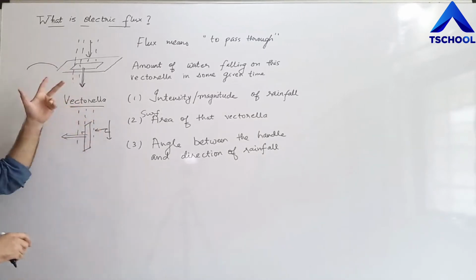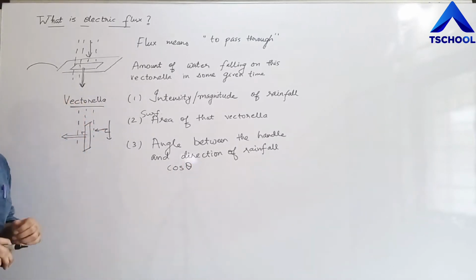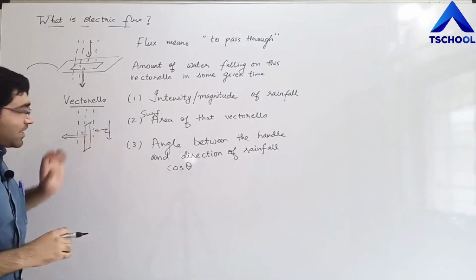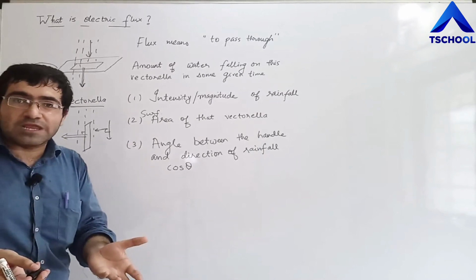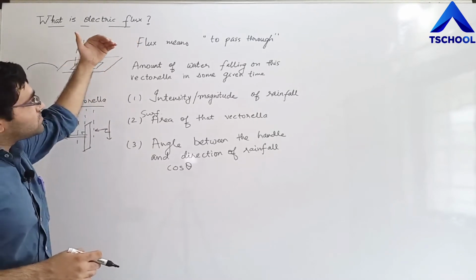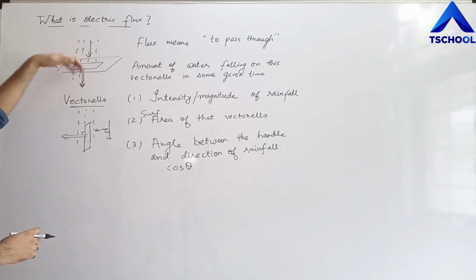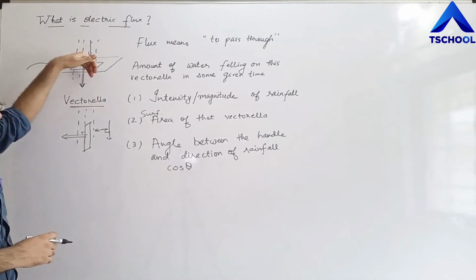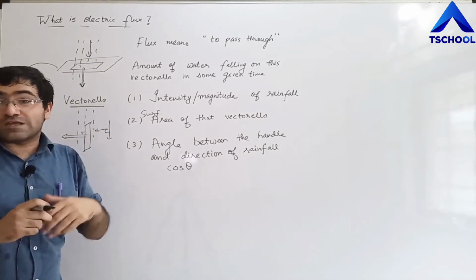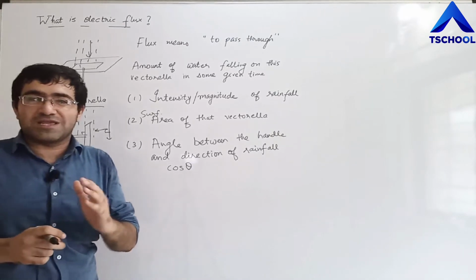Both these observations clearly call for cos theta. I hope you realize why. When the angle is 0, cos theta is maximum, 1. But when the angle is 90, the value is 0, since cos 90 is 0. So the amount of water that falls on this surface depends on these three factors. If you understand these three factors, I'd say you have almost understood what electric flux is.